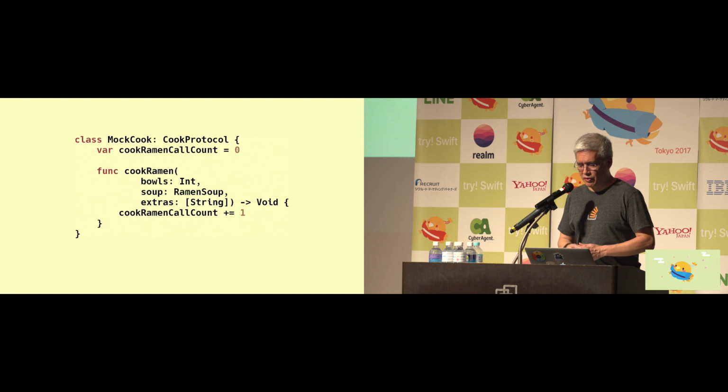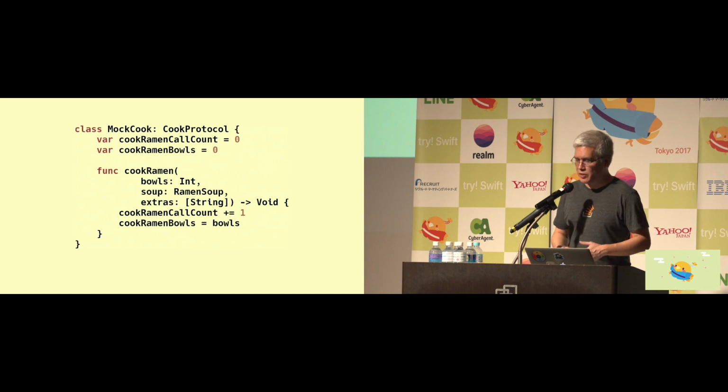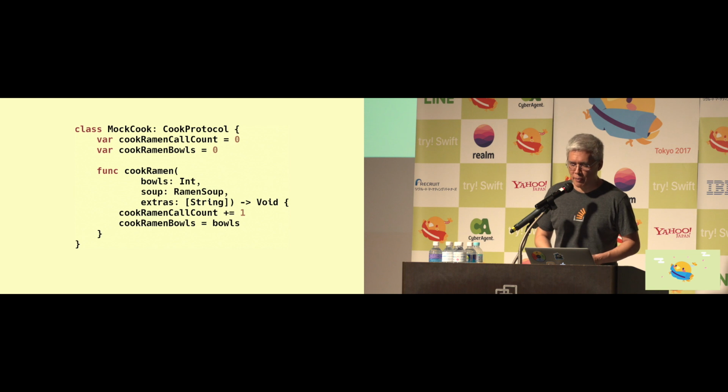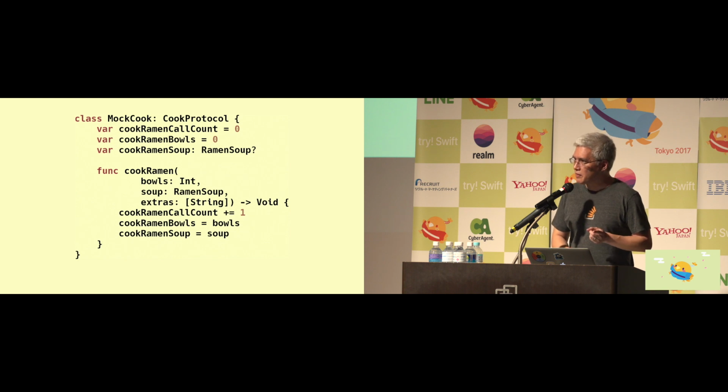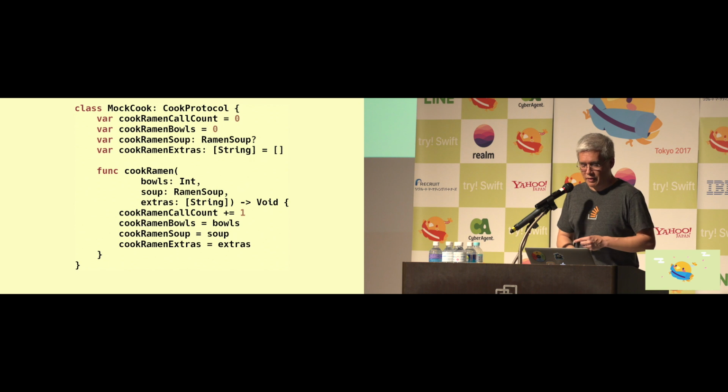Now that we have the call count, let's capture more information about the method parameters. Let's store each argument in a property. First, the number of bowls. Then, the type of soup. Then, the array of extras or toppings.